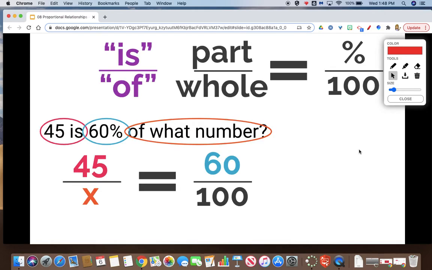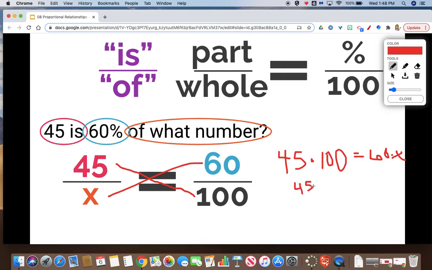In order to solve this, we're going to use cross products, which you should be familiar with from the proportions lesson. You're going to look for the diagonal that has a number on either side. This diagonal has a number on either side. You're going to multiply those two together, 45 times 100, and set it equal to the other diagonal multiplied together, 60 times our unknown, x. You're now going to solve by multiplying and then solving it like a one-step equation. 45 times 100 is 4,500. 60 times x is the same thing as 60x.